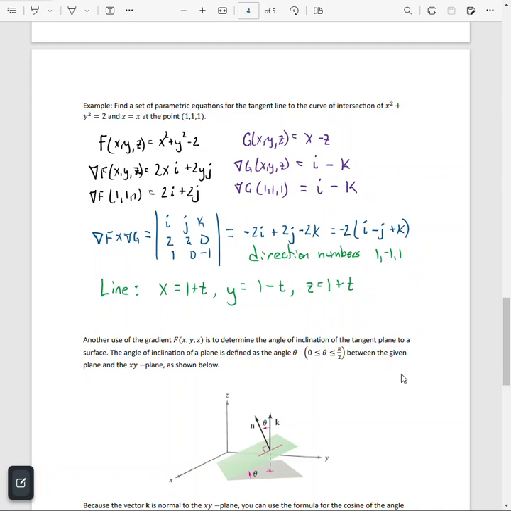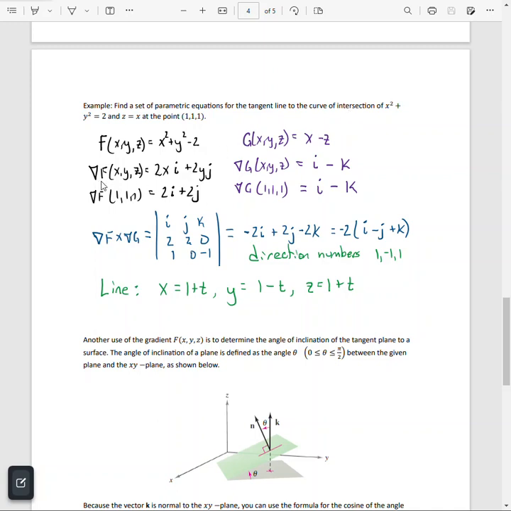All right, so let's find a set of parametric equations for the tangent line to the curve of the intersection of x squared plus y squared equals 2 and z equals x at the point (1, 1, 1). So we're going to define two functions. We want to know the intersection. So x squared plus y squared minus 2 is going to be our capital F. We're going to take x minus z to be our capital G function. We're looking for this intersection. We're going to use the cross product.